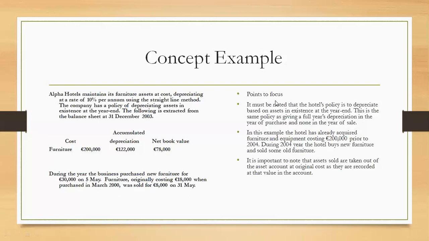So points to focus in this question. It must be noted that the hotel's policy is to depreciate based on assets in existence at the year end. This is the same policy as giving a full year's depreciation in the year of purchase and none in the year of sale. Second point, in this example, the hotel has already acquired furniture and equipment costing 2 lakh prior to 2004. During 2004, the hotel buys new furniture and sold some old furniture. It is important to note that assets sold are taken out of the asset account at original cost as they are recorded at that value in the account. Now see the solution.